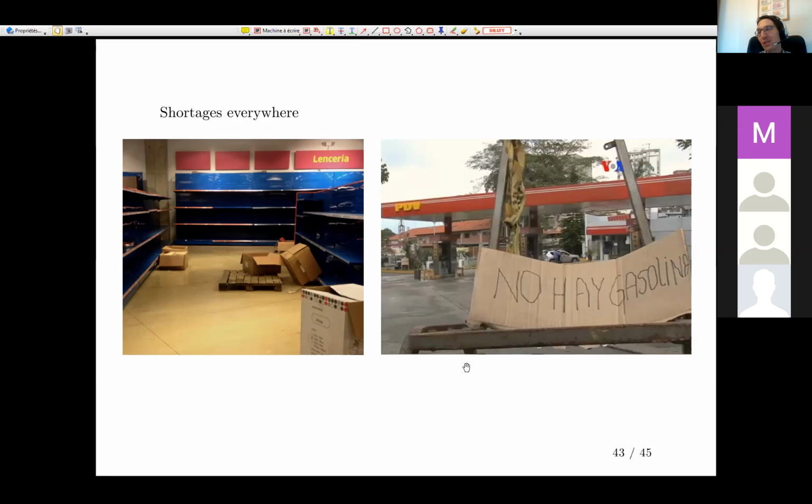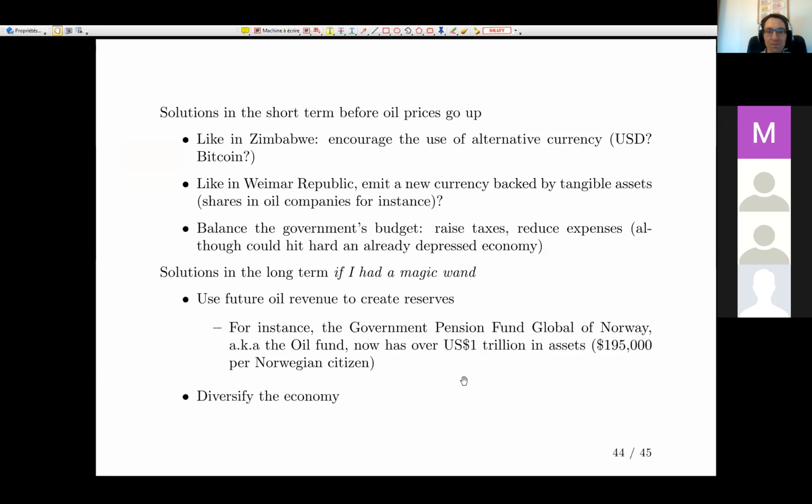And of course, with the COVID crisis and the falling price of oil again in the world, it's not going to get better. And so what would be the solution? I don't know.